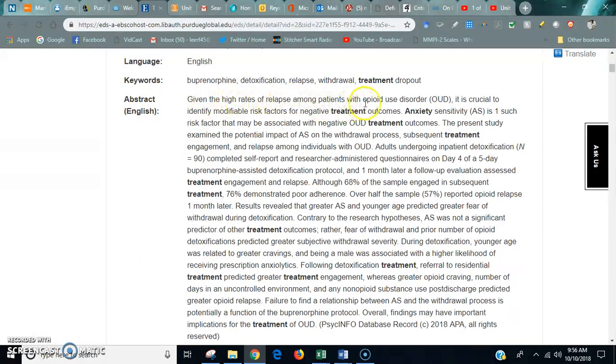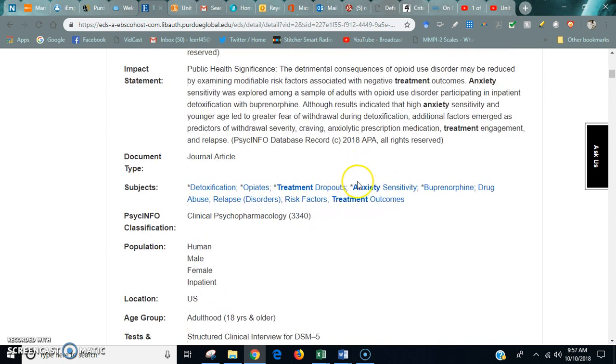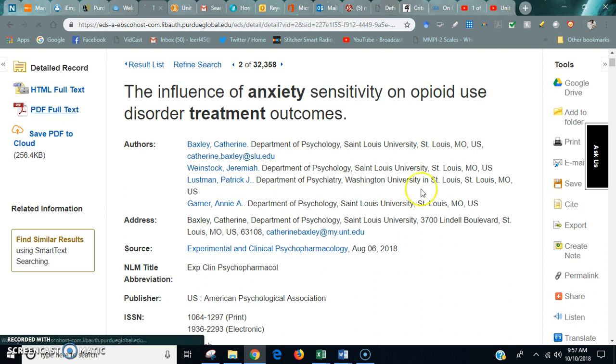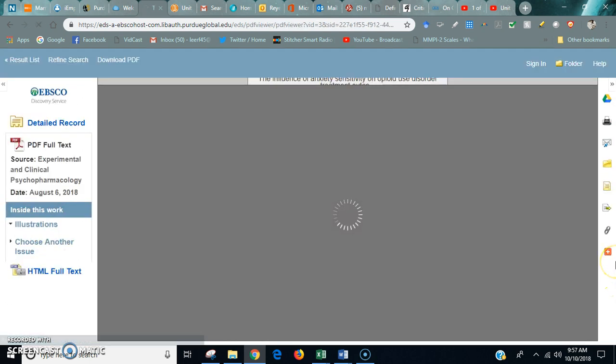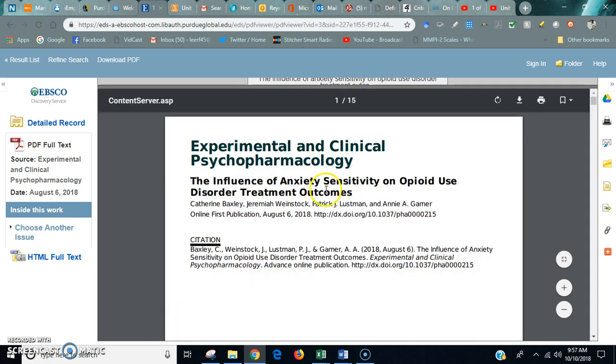Okay, given the high rates of relapse, blah, blah, blah. Now, one of the ways you find out if it's a research article, the normal thing to look at is in their abstract, they will usually mention some form of math. If they use the words results revealed, then this is a research article. I am not going to completely judge it to be a research article until I look at the PDF. When I open the PDF, here we are.